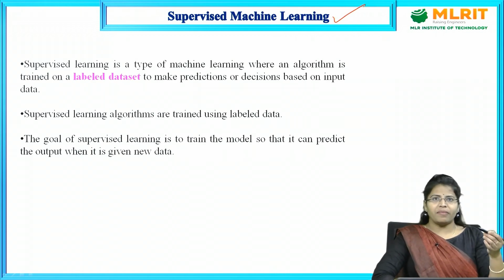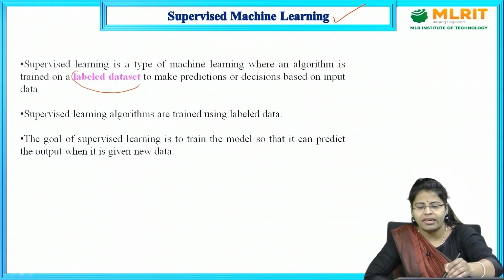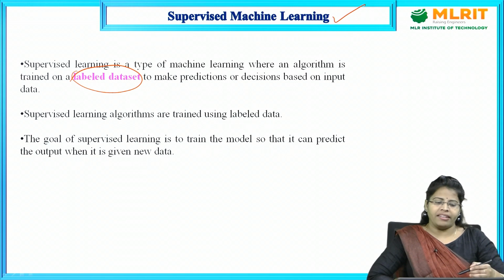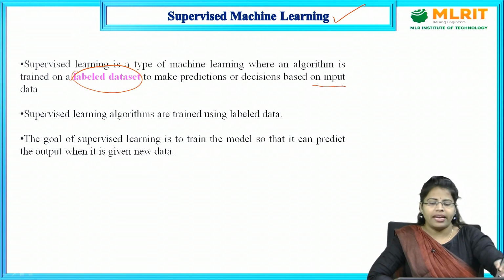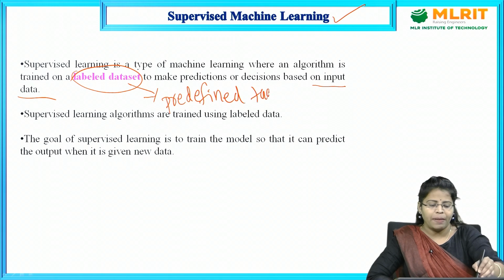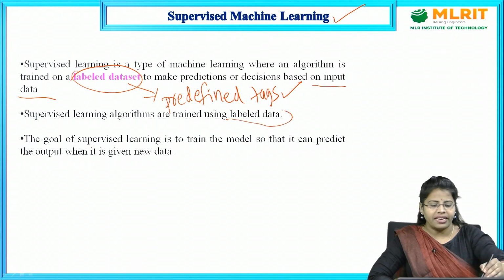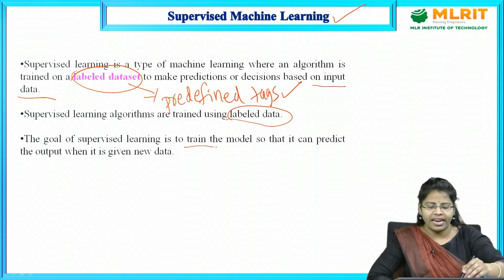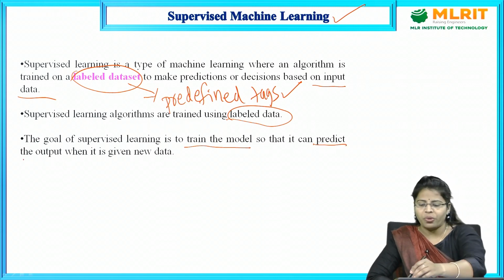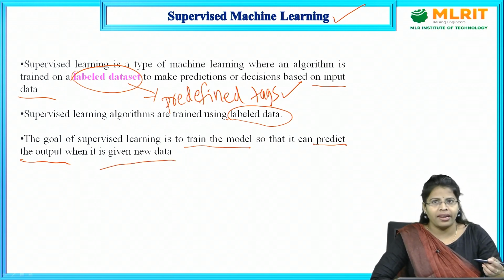Coming to supervised machine learning, it is a type of machine learning where an algorithm is trained on a labeled data set to make predictions, to predict the output based on the input data. A labeled data set consists of predefined tags like name, type or number. Supervised learning algorithms are trained using labeled data which has predefined tags. The goal of supervised learning is to train the model to predict the output whenever a new input is given. That is how supervised learning works, only on a labeled data set.